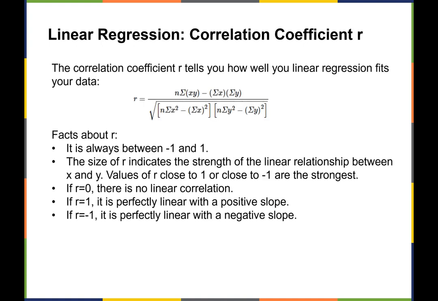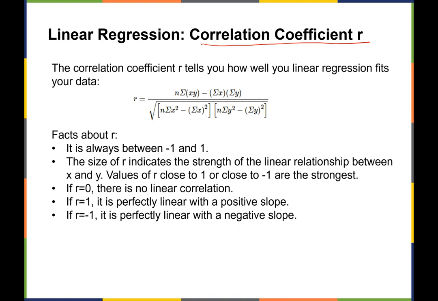There's a couple things we can do to make ourselves feel more confident about our regression equations. The first thing we're going to talk about is the correlation coefficient, which is R. And there is the formula for R. You never have to calculate this by hand, so I just thought you might enjoy looking at it. Here are some facts about R. R is always between -1 and 1. The size of R indicates the strength of the linear relationship between your x values and your y values. If the R value is close to 1, it's a strong positive linear relationship. If R value is close to -1, it is a strong negative linear relationship. If it is equal to 0, that means there is no linear correlation at all.